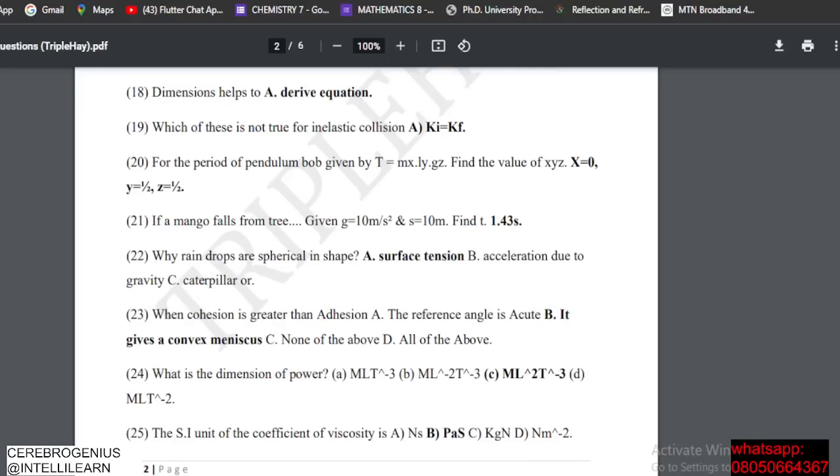So which of these is not true of inelastic collision? For elastic collision, the kinetic energy is going to be conserved. So that means the total kinetic energy before collision is equal to the total kinetic energy after collision. So if the collision is inelastic, then they can't be equal. So this is going to be wrong, because this will be correct only if it is what? Elastic.